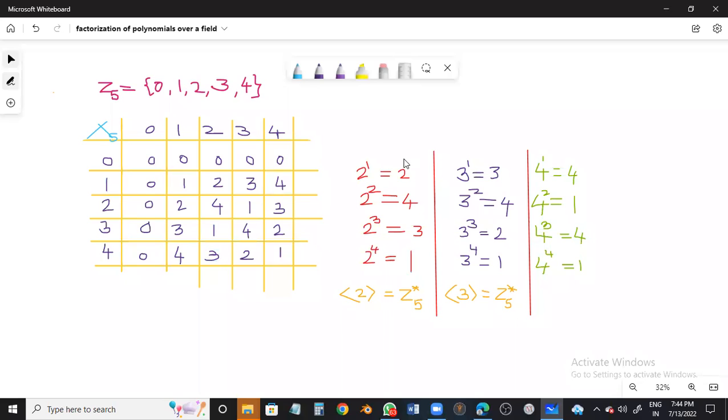So what you observe is that all unit elements are generated here. What are the unit elements? Those which are invertible elements, only those. So 1, 2, 3 and 4, all of them are unit elements because they are invertible; the product comes out to be 1 somewhere. The group generated by 2 is simply the non-zero elements of Z5. We denote it by Z5 star.